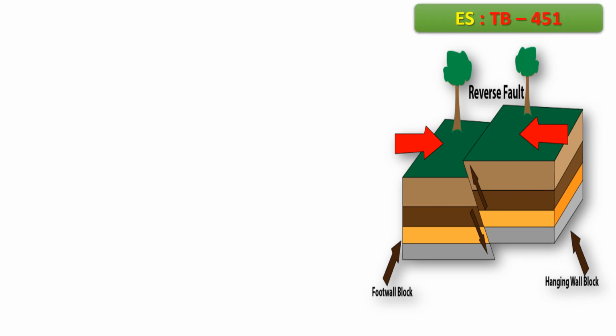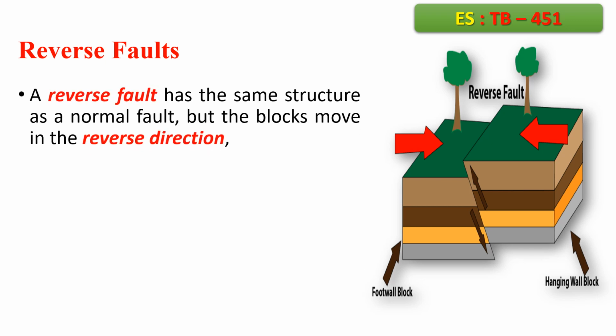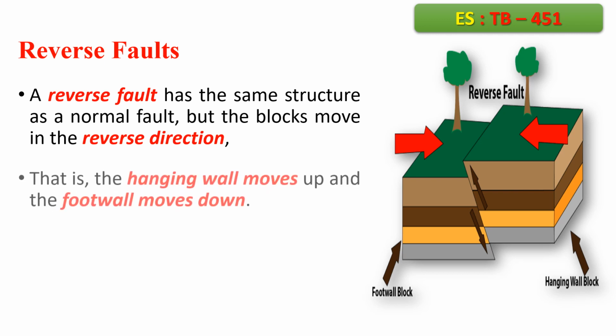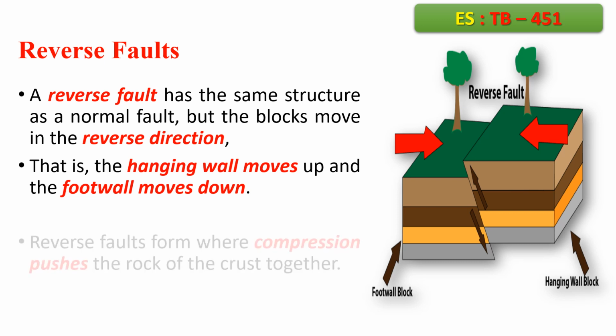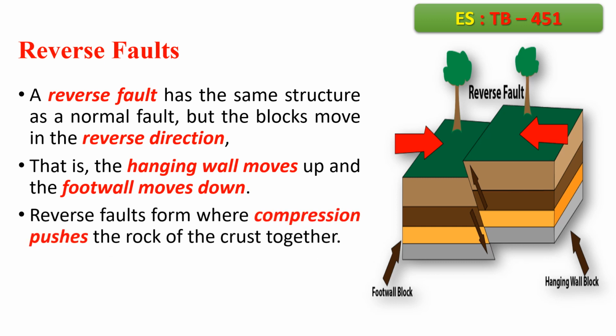Now we can check the second type of fault, reverse faults. Look at the diagram. A reverse fault has the same structure as a normal fault, but the blocks move in the reverse direction. That is, the hanging wall moves up and the footwall moves down. The reverse fault forms where compression pushes the rock of the crust together.